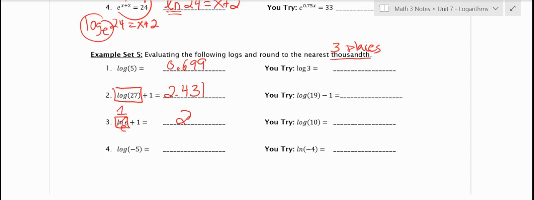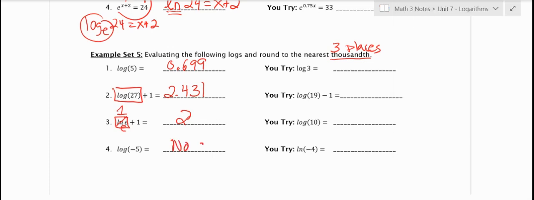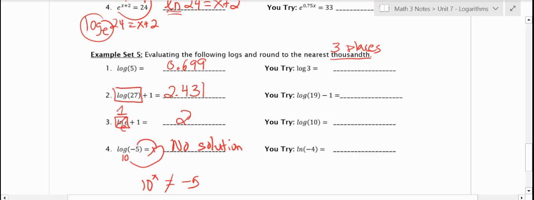And then the last one you're going to see is if we do the log of -5, you actually get no solution, right? Because if you think about it, it actually makes sense. If I have a base 10, 10 to what power is going to give me -5? There's no such power that's ever going to make that into a negative, right? Because it's an exponential function.